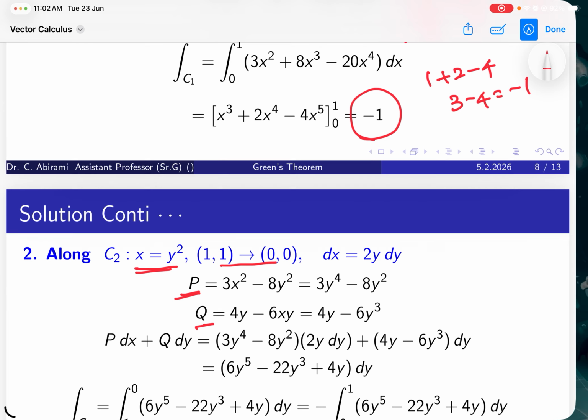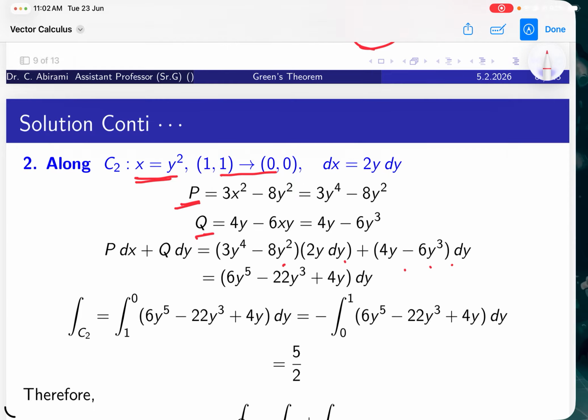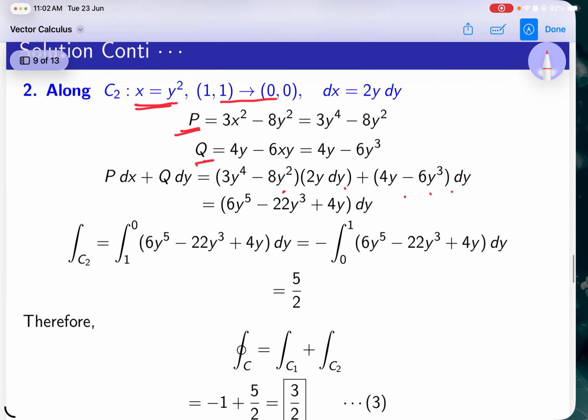So p dx plus q dy can be expressed as (3y^4 minus 8y^2) 2y dy plus (4y minus 6y^3) dy, in the limits from 1 to 0, (6y^5 minus 20y^3 plus 4y) dy. So here one of the properties under definite integral is integral a to b f of x dx will be equivalent to minus integral b to a f of x dx. I can apply this property here. So integral 1 to 0 can be rewritten as minus integral 0 to 1.